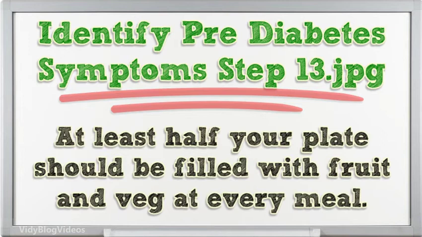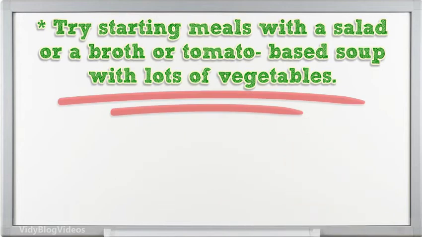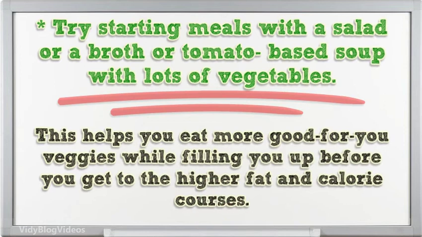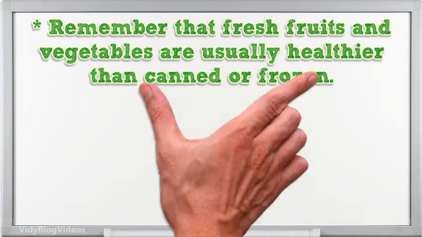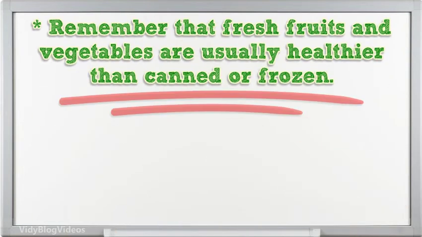At least half your plate should be filled with fruit and veg at every meal. Try starting meals with a salad or a broth or tomato-based soup with lots of vegetables. This helps you eat more good-for-you veggies while filling you up before you get to the higher fat and calorie courses. Remember that fresh fruits and vegetables are usually healthier than canned or frozen.